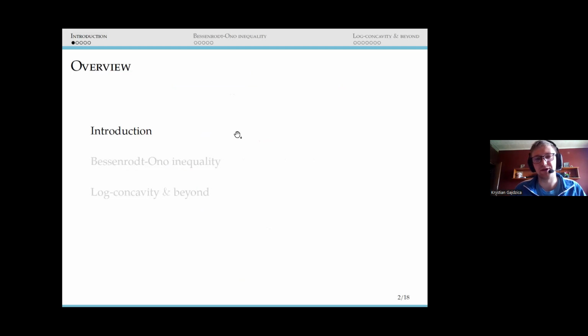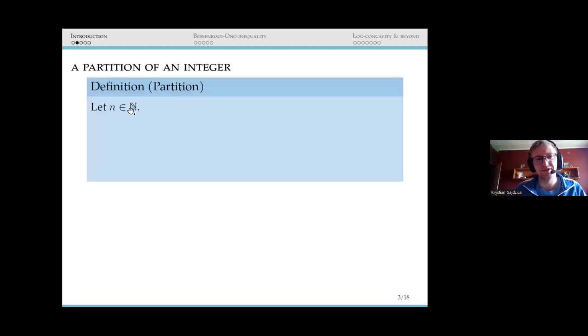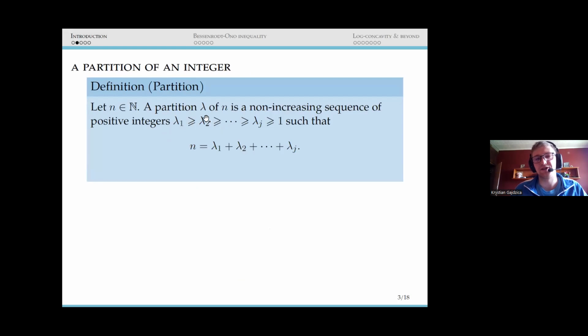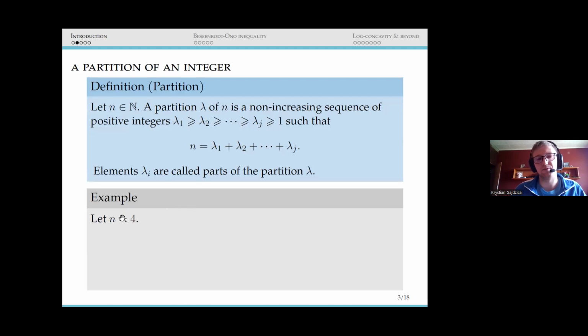object from the theory of partitions, namely just a partition. If you have a non-negative integer n, then by a partition lambda of n, we mean each non-increasing sequence of positive integers lambda 1 up to lambda j, such that the sum of these elements equals n. We will further name these elements lambda 1 up to lambda j the parts of the partition lambda. In particular, if n equals 4, then we have the following possibilities to express 4 as sums of positive integers.